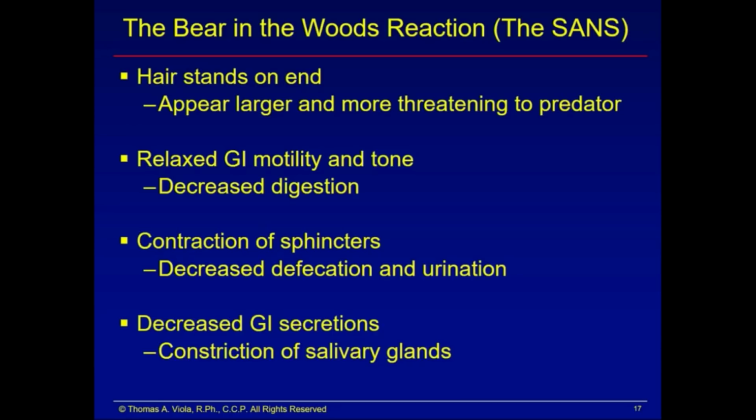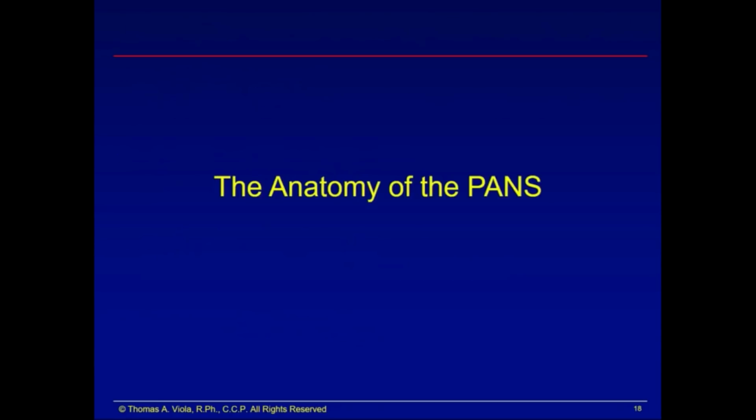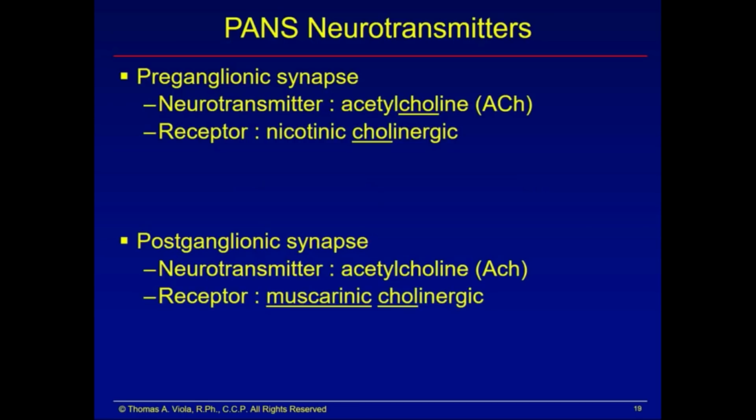Decreased GI secretions. Yeah, I had cotton mouth for a week, okay? I had nightmares about that thing, so I was pretty dry. So you get it, folks. The two different stories of me tell you a lot about the autonomic nervous system. And so let's talk a little bit about this, and you can kind of put this to use.